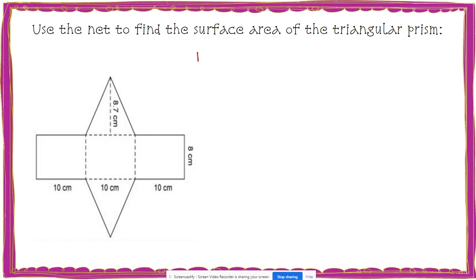So when I'm finding the area of my rectangles, I'm going to use the formula area equals base times height. But when I'm finding the area of the triangles, I need to remember that that formula is area equals 1/2 base times height. So if we start with our rectangle, we see that this rectangle has a base of 10 and a height of 8. So to find the area, I'm going to multiply 10 times 8, which gives me an area of 80 centimeters squared.